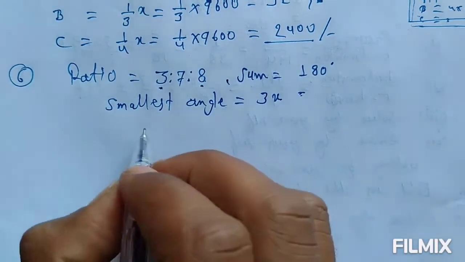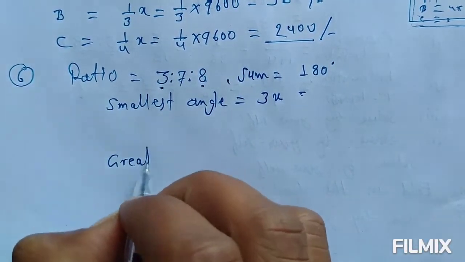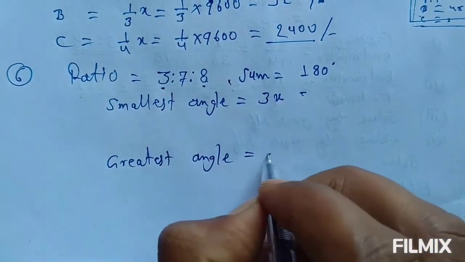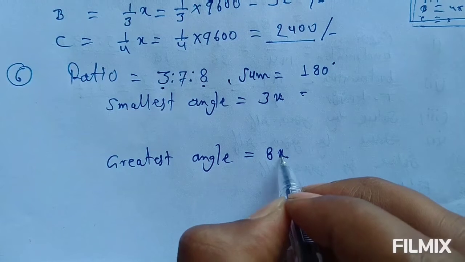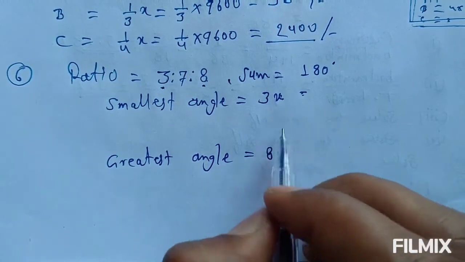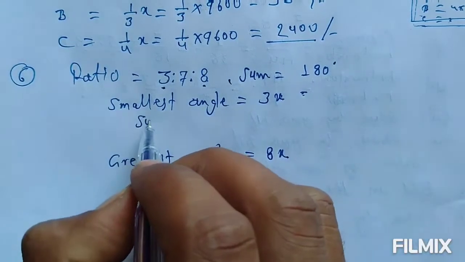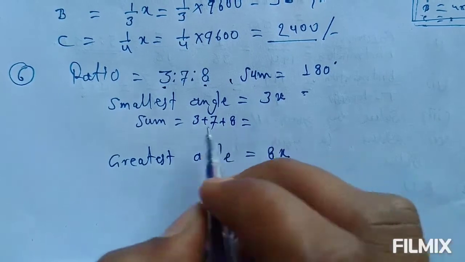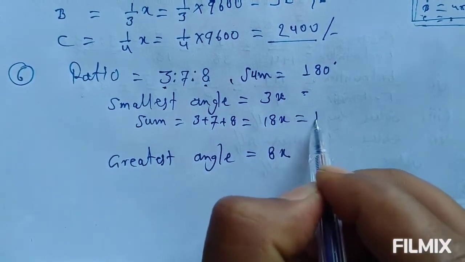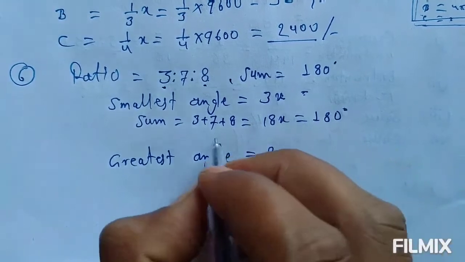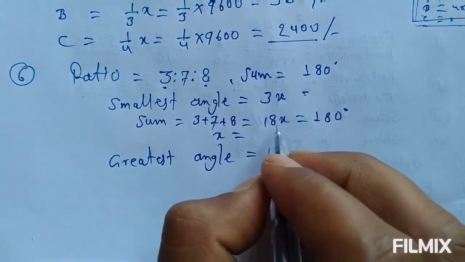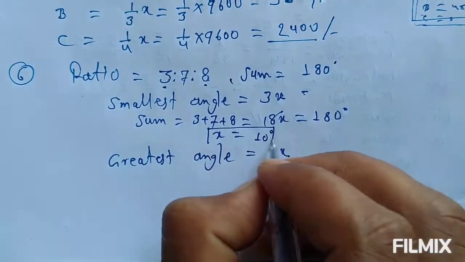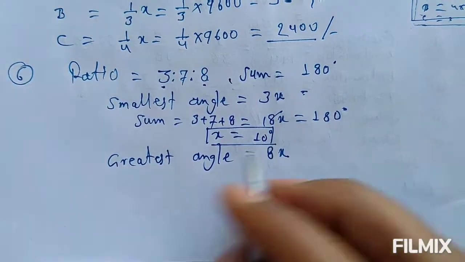Okay, the greatest angle equals 8x. Now we have to find out the value of x first. So to find the value of x, the sum means 3 plus 7 plus 8, 3 plus 7 is 10, 18x equals 180 degrees, means x equals 180 divided by 18, 10 degrees. This is the value of x. Use the value of x.